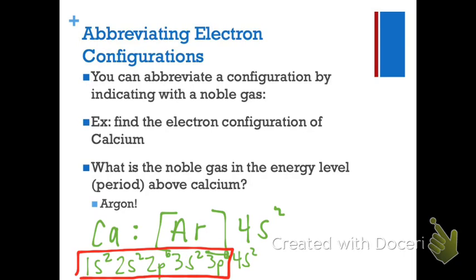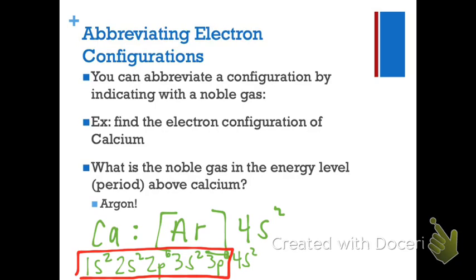Why do we have to use argon instead of a different element? Why couldn't we just use potassium, because potassium comes right before calcium? The reason we can't is because we have to use elements that have a full shell. And the only ones that have full shells are the noble gases. Okay?